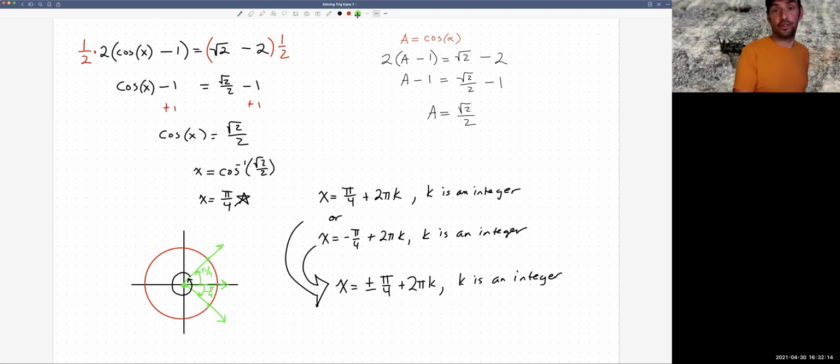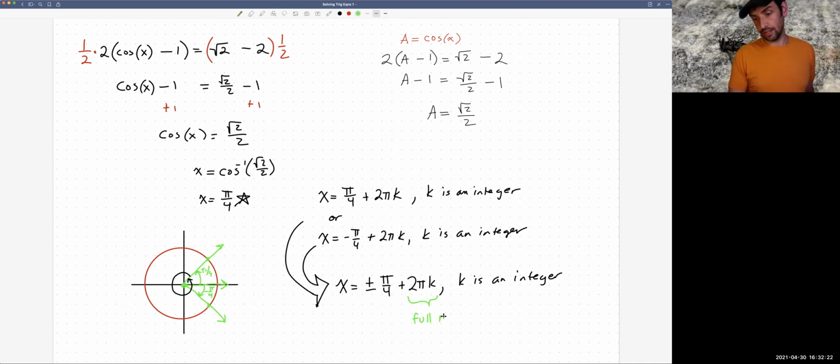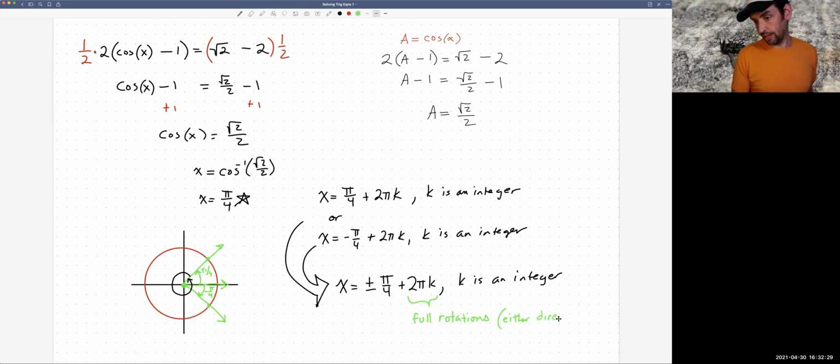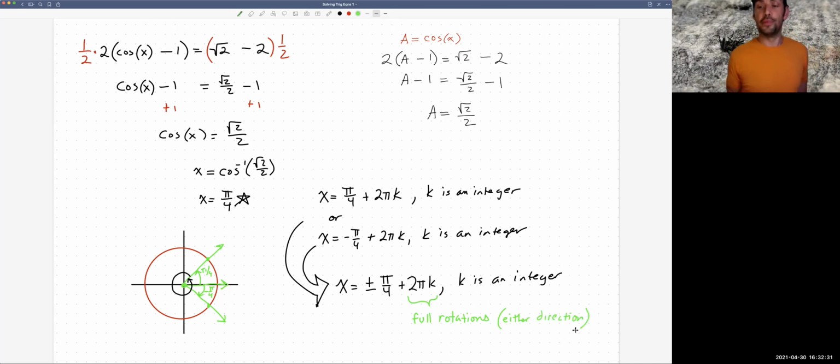So just going to remind us one last time before we finish, this little expression that we're tacking on to the end is a collection of full rotations in either direction. K is an integer, so maybe K is 1 billion. So that's the answer where we spin around the circle a billion times and then land on pi over 4.